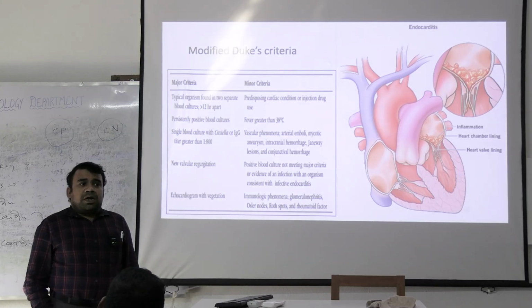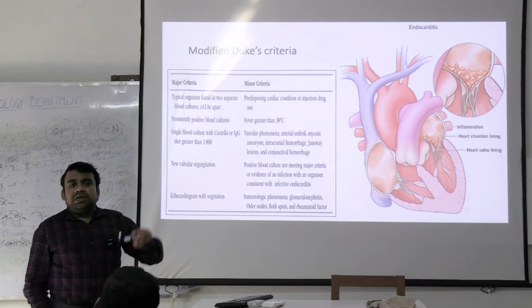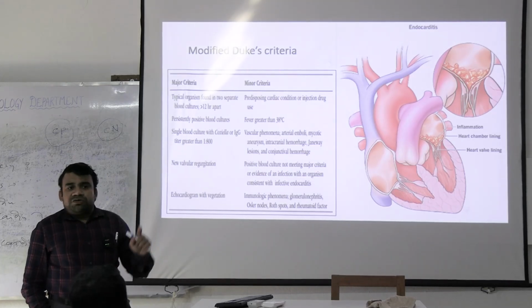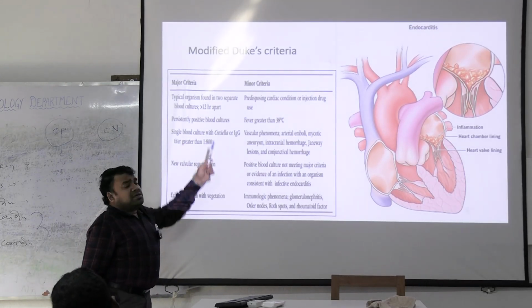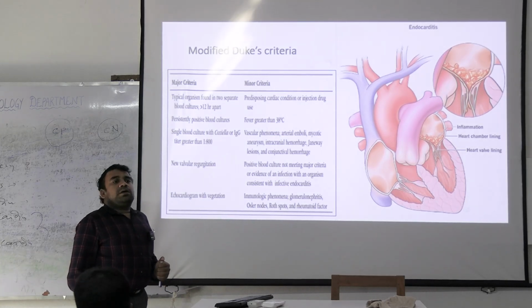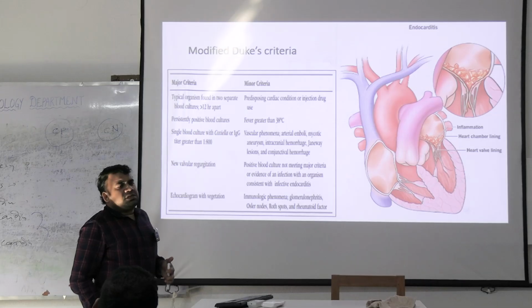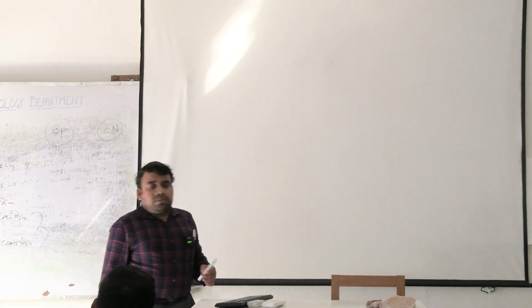A known pathogen, if it is recovered in 2 sets of blood culture, that means it's a major criterion. Second comes persistently positive blood culture. What do you mean by persistently positive blood culture? I will come to that point.